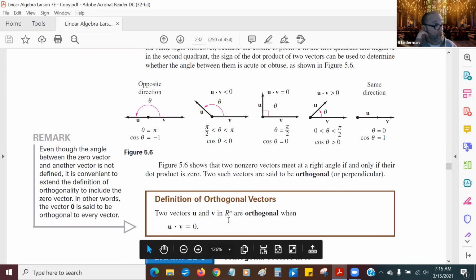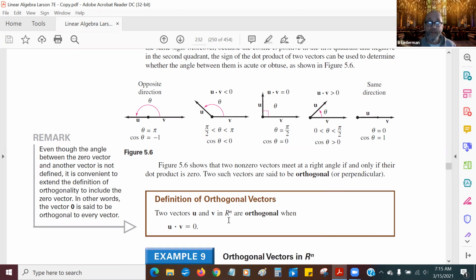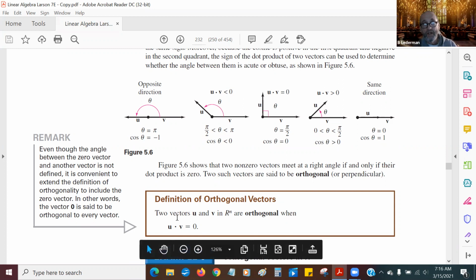In R2 and R3, of course orthogonal makes sense. It's at a right angle. But what's a right angle when you're out in 4 dimensions, 7 dimensions? What if the dimensions aren't even dimensions? Like I said, dimensions don't have to be space. They could be temperature, they could be pressure, who knows, a lot of things. So basically, if I have two vectors and their dot product equals 0, by definition I'm going to call that orthogonal.